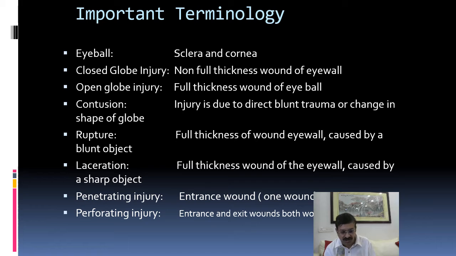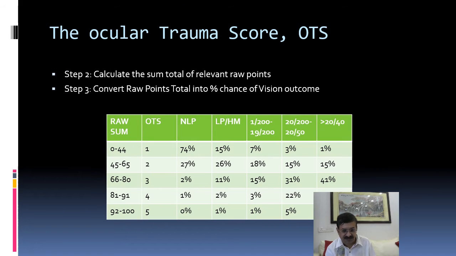Now, what is a contusion? Contusion is an injury due to direct blunt trauma or change in the shape of the globe. What is a rupture? Rupture is a full thickness wound of the eyeball caused by a blunt object. What is laceration? It is also a full thickness wound of the eyeball wall, but it is caused by a sharp object. So please bear in mind and refer to the slide if you need. Now, this is an ocular trauma scale. Obviously, the ocular trauma score is important, but it's important for advanced students. We will discuss it if we get time later.